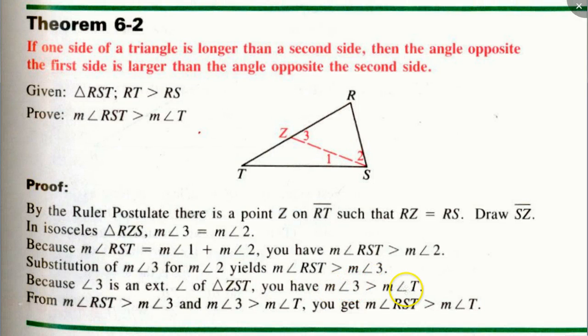If A is greater than B and B is greater than C, what can you tell me? A is greater than C. You guys remember that one? So do you see why angle RST is going to be greater than angle T, because you got RT greater than RS? You see how that works? Any question on that theorem?